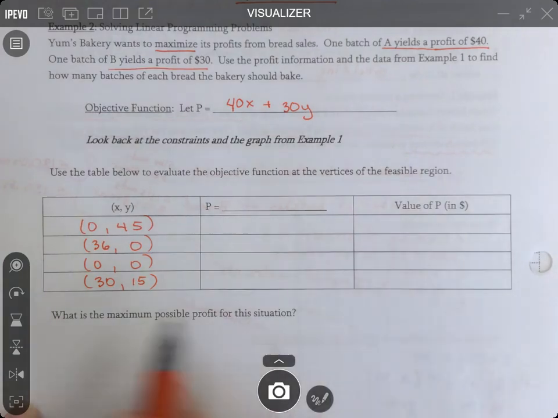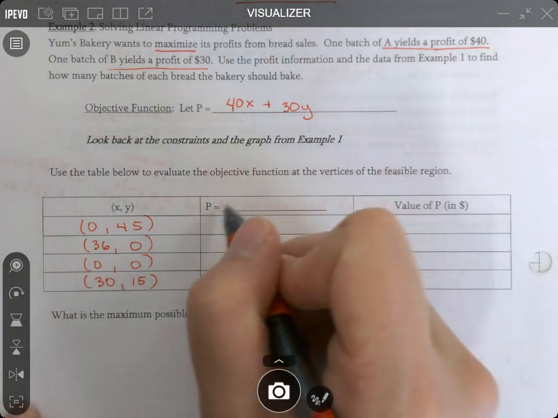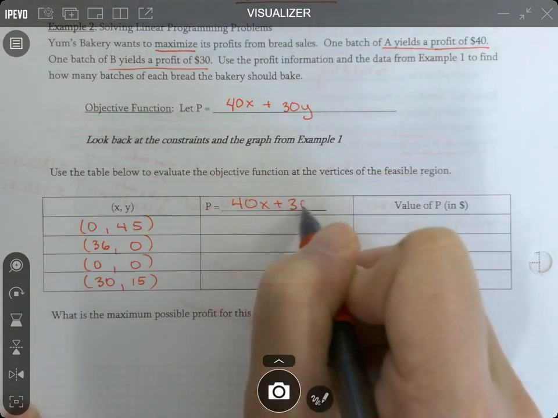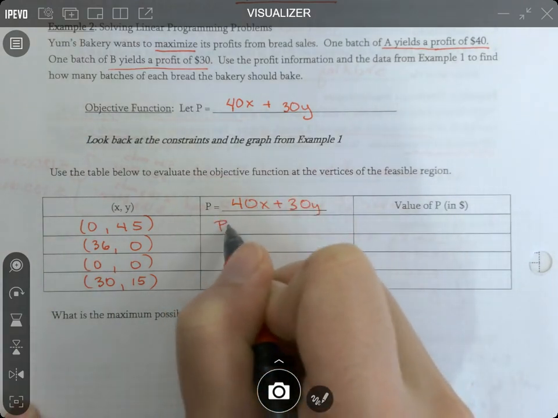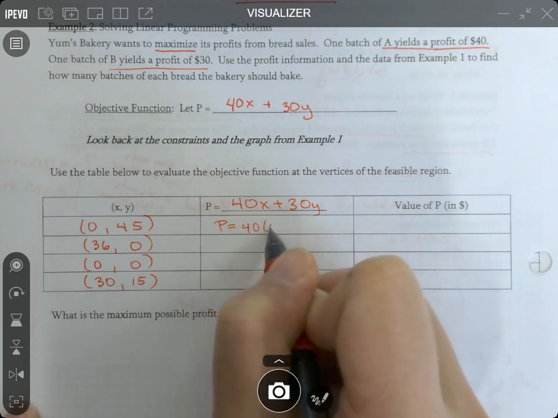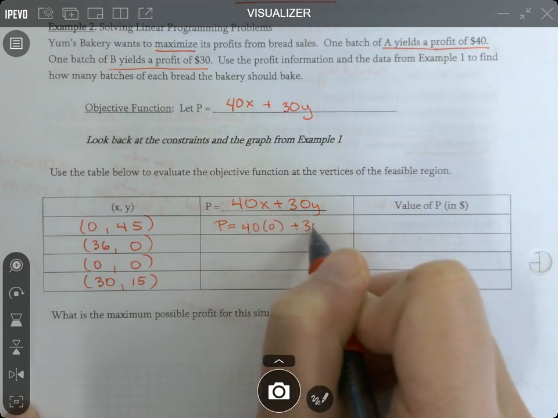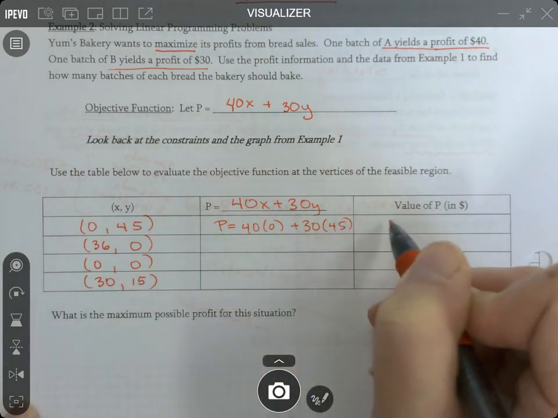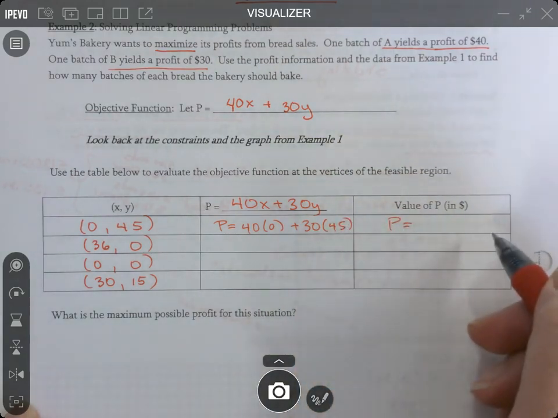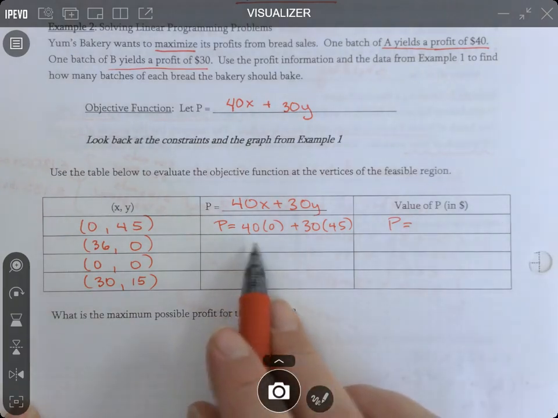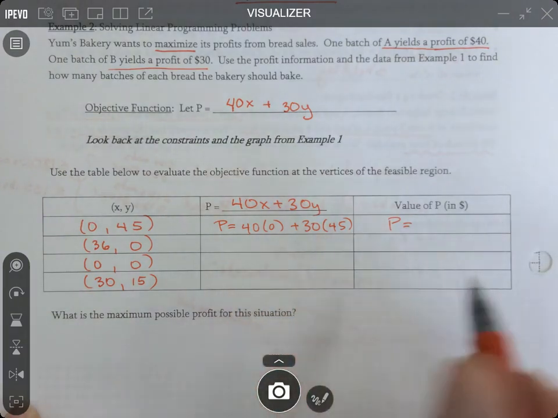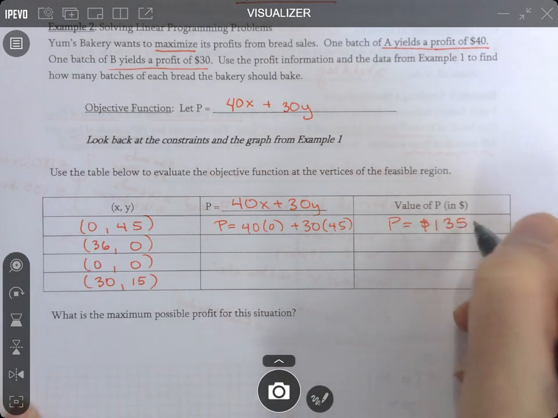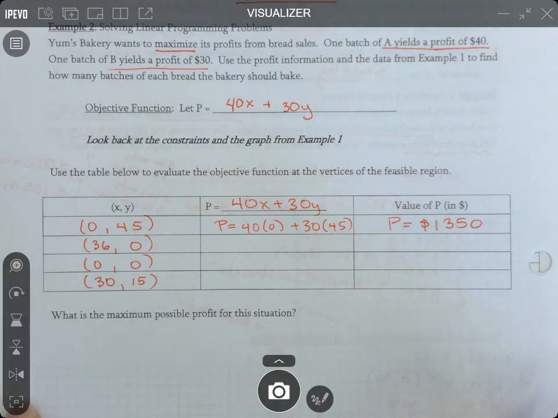And then what we're going to do is take these x and y values and put them in our objective function. This is where I'm probably going to use a calculator. P equals 40 times x, which was 0, plus 30 times y, which was 45. So what does P equal? Type that in your calculator. We know it's going to be 30 times 45. We should get $1,350. Anybody agree?